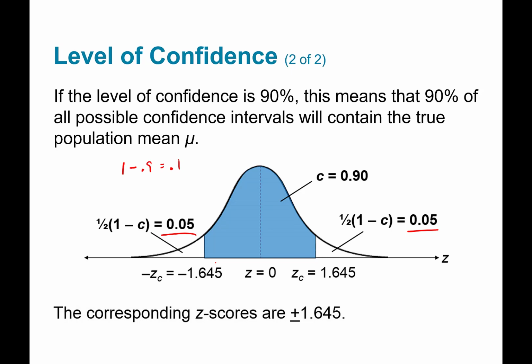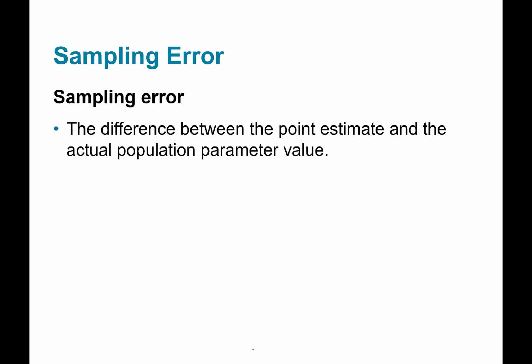Now, let me ask you this. Would you want to do this all the time? For every single level of confidence C, would you want to have to do this math and do the inverse normal distribution every time? Probably not. So instead, we'll talk about a way in a minute. We have a table that we can find it in. But first, we need to talk about what sampling error is.